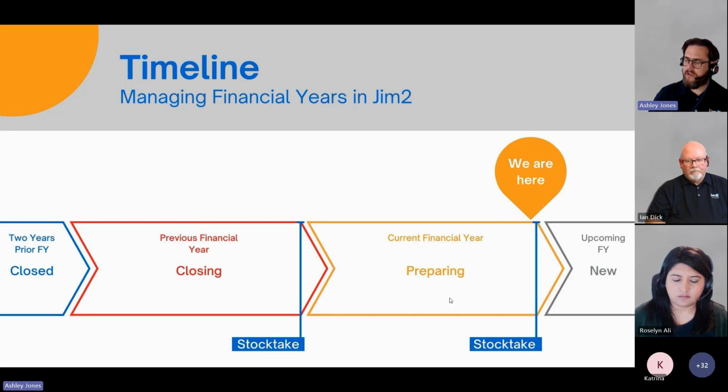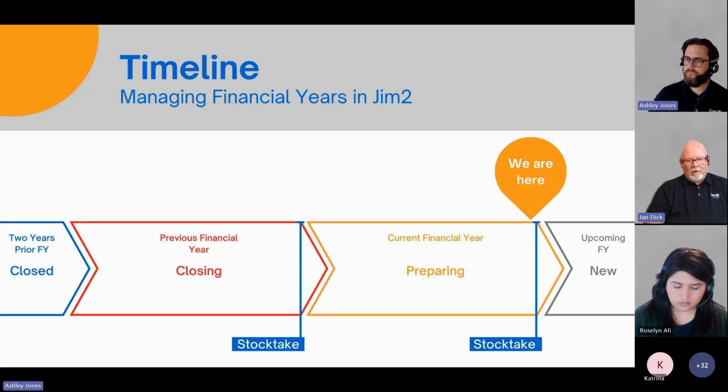Sure. The preparing phase would be the 23-24 financial year, and the closing year would then be the 22-23 financial year. That's precisely what we're talking about. And Jim2 manages two concurrent financial years. That means that you can effectively have 24 months open that transactions can be put into. We've spoken today about closing months so that you don't accidentally put transactions into months that no longer apply.